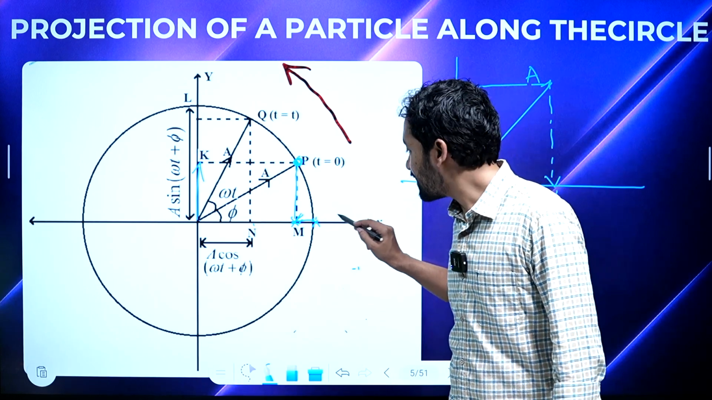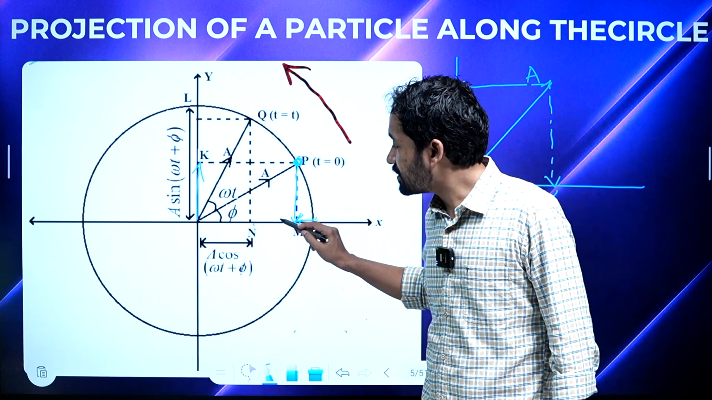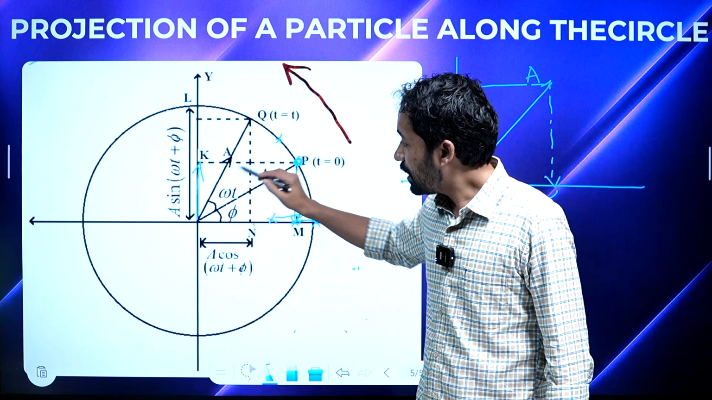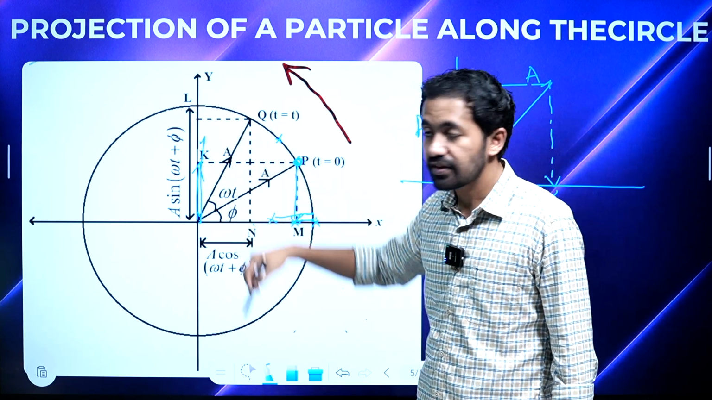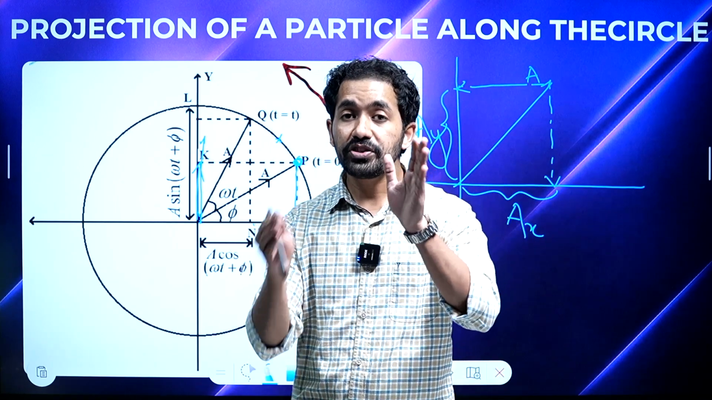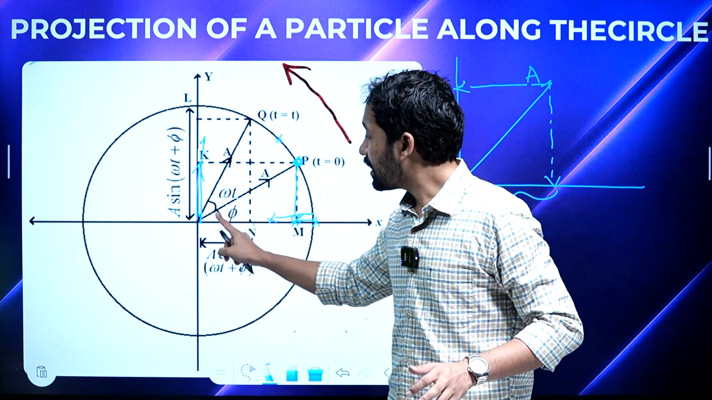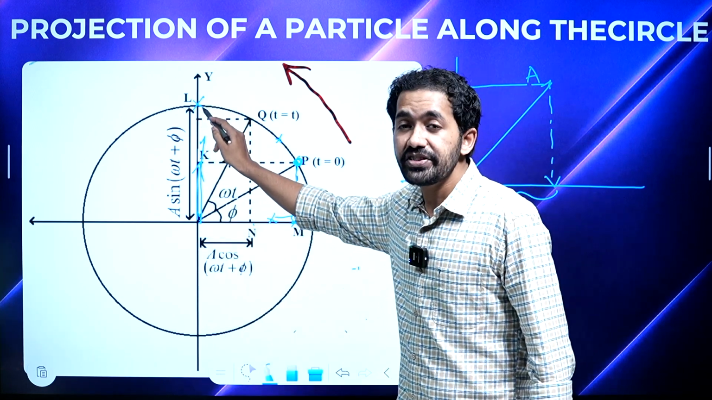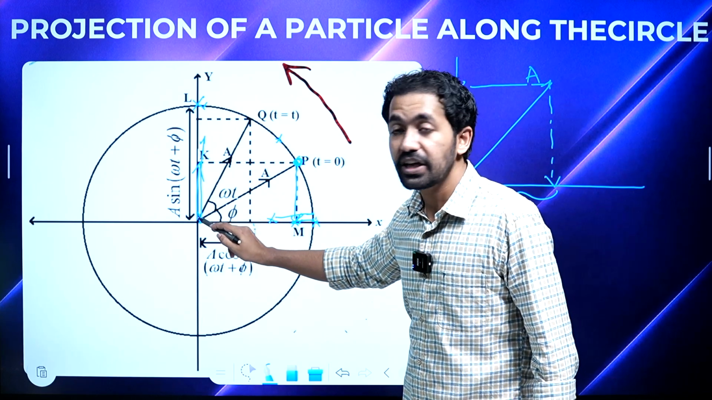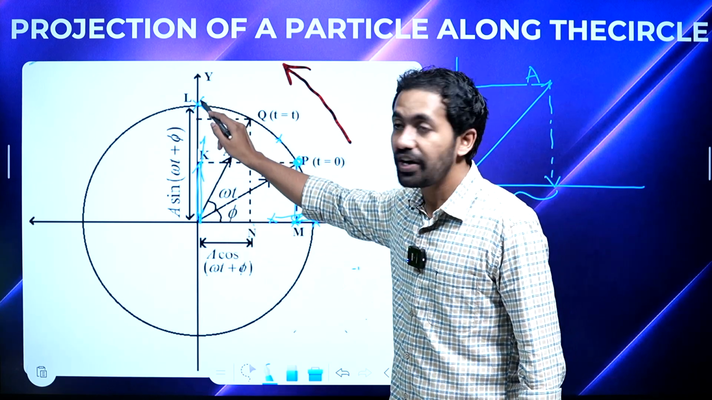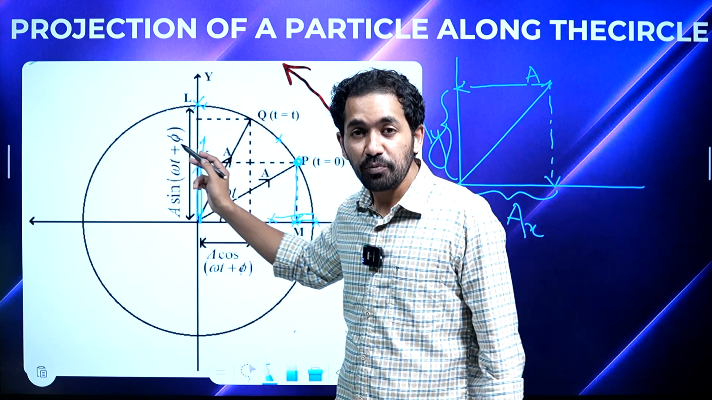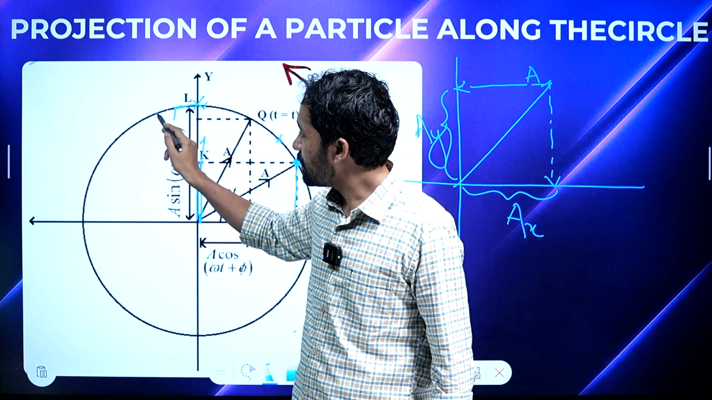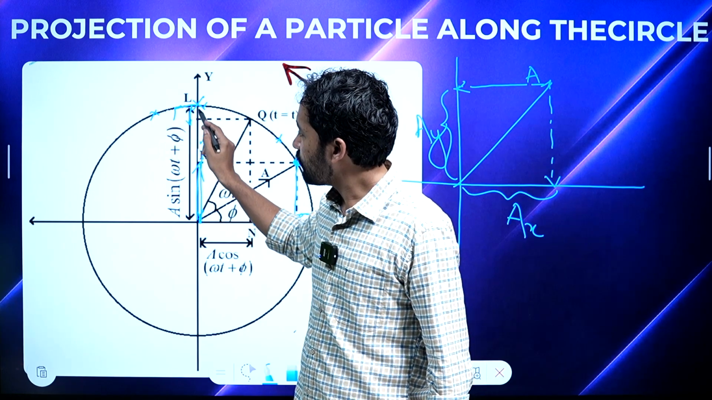So when your particle started from here, the projection along the x-axis kept on decreasing. When your particle reaches here, the projection along the x-axis reached here, but the projection on the y-axis reached here. So what is very clearly understood is that the projection along the x-axis keeps on decreasing and the projection along the y-axis increases. When the particle reaches here, the projection along the x-axis becomes 0 and the projection along the y-axis is maximum. Now when you move on to the second quadrant, the projection along the y-axis again decreases.